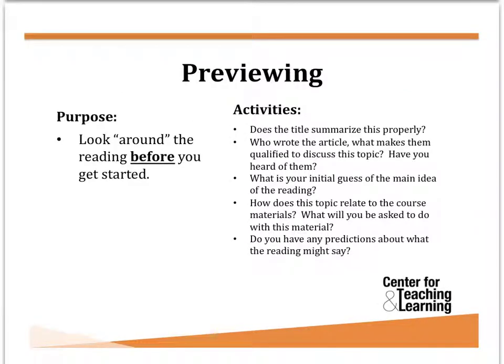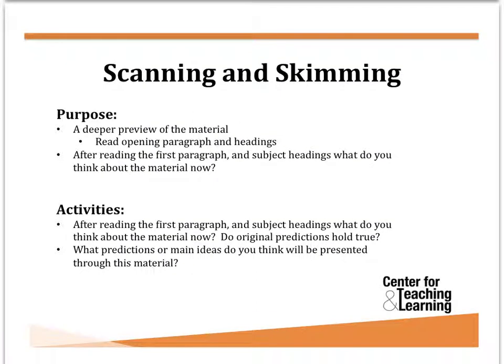The first stage in critical reading is previewing. Previewing would include students, quote-unquote, looking around the reading before they get started. Some sample activities for previewing are listed on the right. The next level of depth of critical reading is scanning and skimming. The purpose of scanning and skimming is to allow students a deeper preview of material. This would include reading opening paragraphs and headings, and then looking through subject headings and starting to ask critical questions about what the material could potentially be about prior to actually reading in depth. Some sample activities are located below.